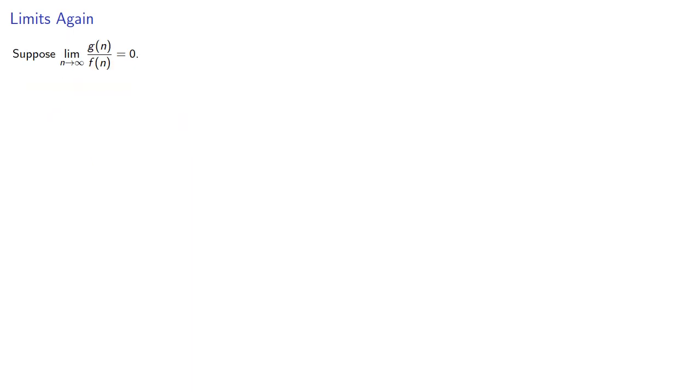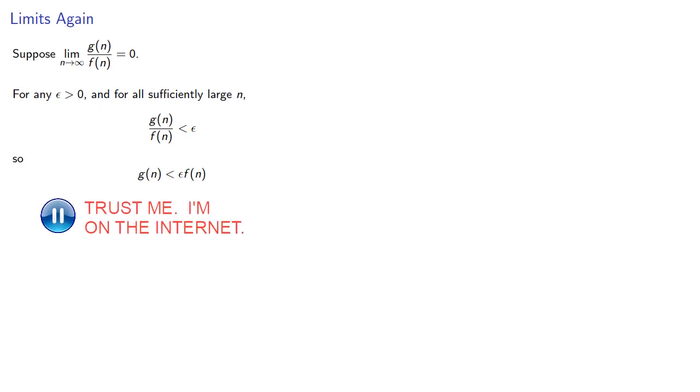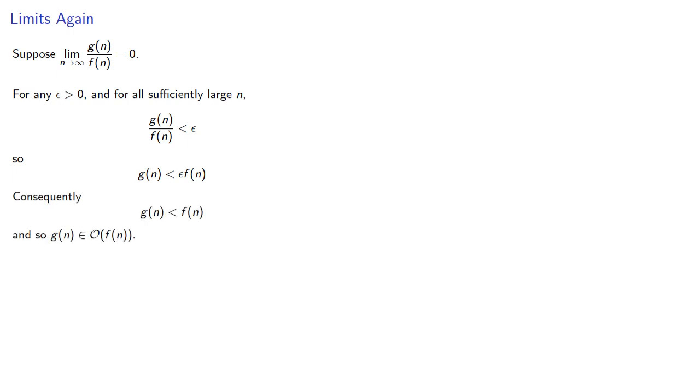Suppose our limit is 0. For any epsilon, and for all sufficiently large n, that quotient has to be less than epsilon, and so g of n is less than epsilon f of n, which means that g of n is less than f of n, and so g of n is big O of f of n.